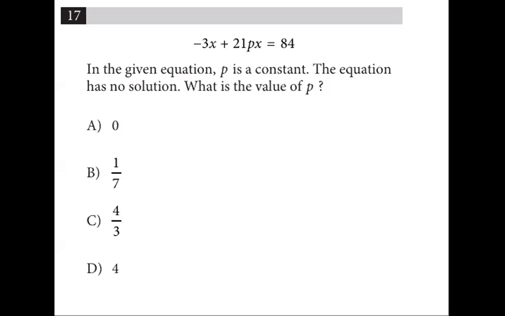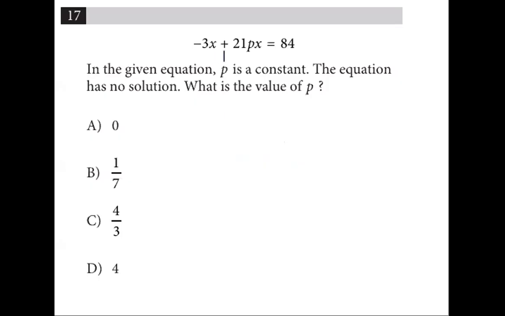Okay, so for question 17, given p is a constant, the equation has no solution. What is the value of p? Well, for no solution, we would have to get the left side of the equation equal to some constant which is not equal to the right side of the equation. So for example, if you had some constant value like 74 equals 84, the statement would not be true. So we'd have to get something like that.